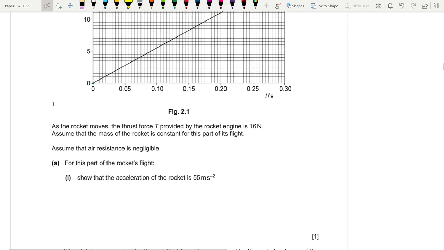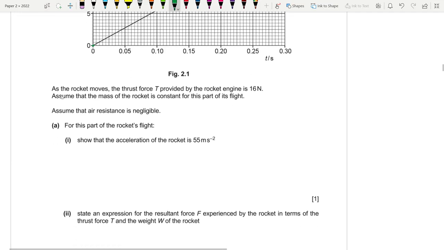So let's find out the acceleration using the gradient essentially. So a is equal to 16.5 minus 0 divided by 0.30 minus 0, which gives you a value of 55. That's all. You could also do it using v is equal to u plus at. That's also fine. Same.